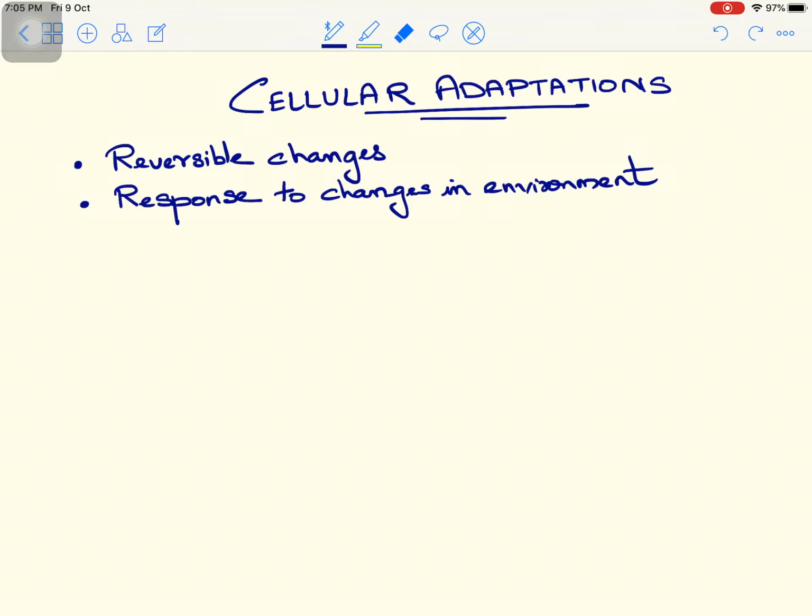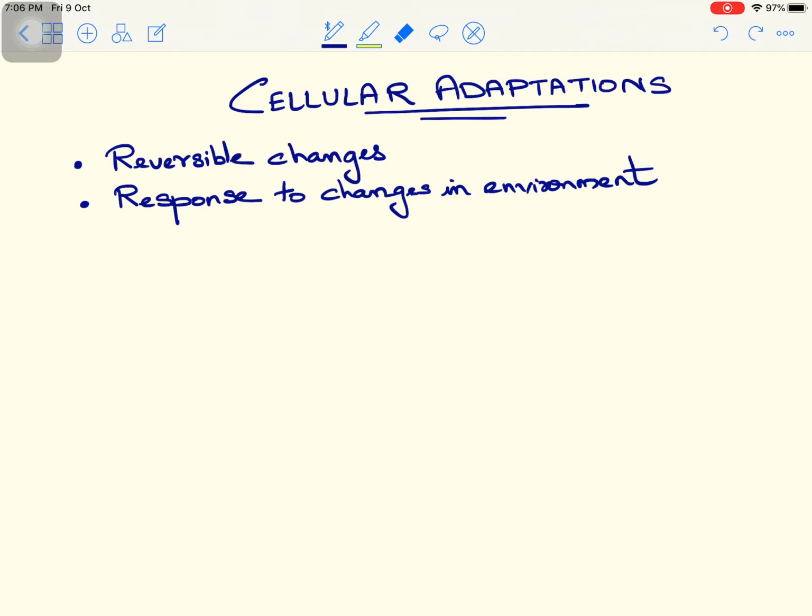Cellular adaptations with respect to growth and differentiation. Adaptations are reversible changes that occur as a response to changes in environment. And it is not just cells that adapt, we as human beings adapt to the changes in our environment. Like it is not the same that we dress at a beach or at a snowy mountain peak. At two different environment conditions, we dress differently, and that is a reversible situation. That is, if the environment changes, we'll change the way we dress. So that is a reversible change.